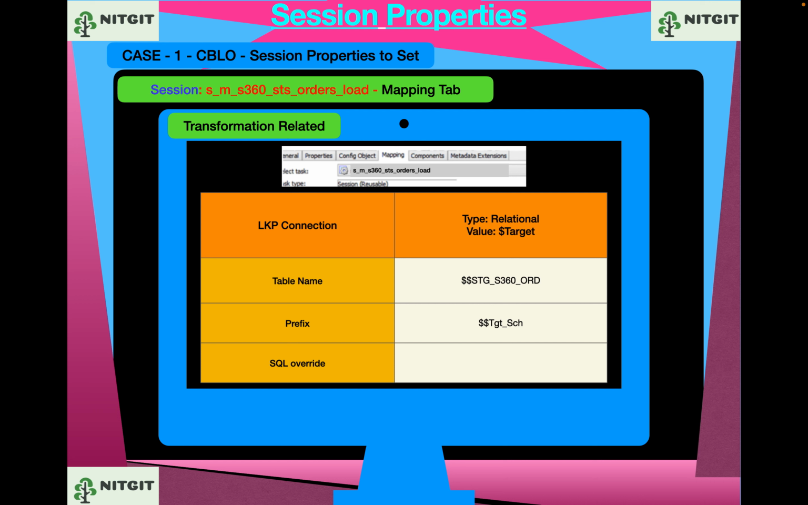And for the table name, $stg360 ORD table, that is also a variable which we already mentioned in the parameter file. For the prefix, the schema name, we are also mentioning it here. And SQL override: if you want to override the default query in the mapping with different parameters, you are welcome to modify it, or you can add multiple conditions depending on the requirement of the session. Okay, this is the mapping tab transformation related stuff.